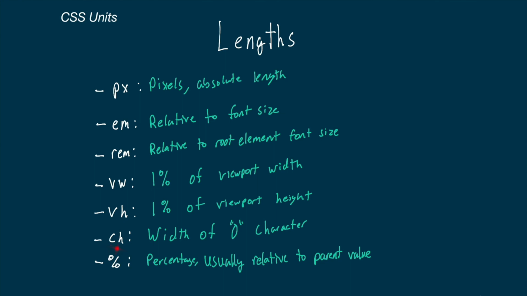The CH unit is relative to the width of the 0 character in the current font, which essentially allows us to make widths based on the number of characters in a paragraph. Finally, percentages represent a percentage value relative to something else, usually the parent's value for that same property. However, do be aware that sometimes this can act differently depending on what property you are using.